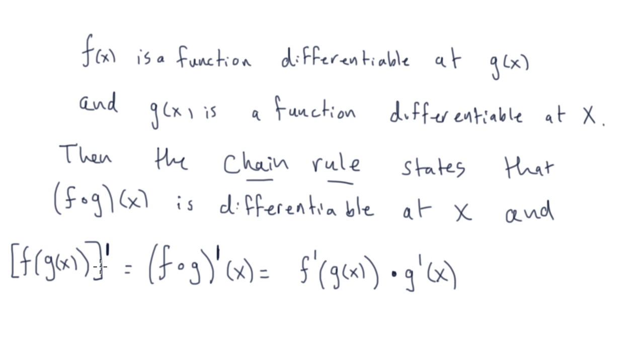So the idea behind the chain rule is if you're taking the derivative of a function that has an inner function that you're composing with an outer function, f, the derivative is given by f prime, so you take the derivative of the outside function, leave the inside function alone, and then multiply by the derivative of the inside function.